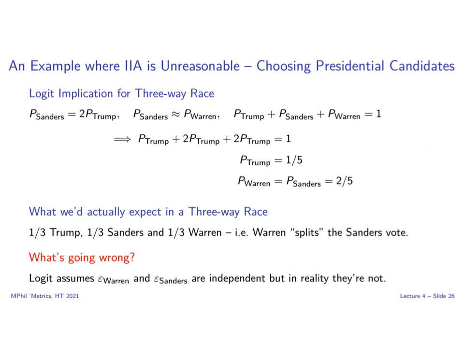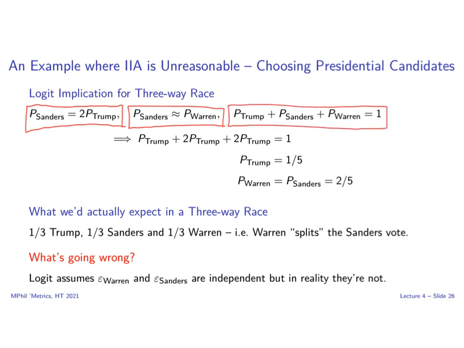Because the choice probabilities must sum to 1 across the full choice set, we have the following conditions on the choice probabilities in our three-way race under the IIA assumption. First, P Sanders equals 2 times P Trump. Second, P Sanders is approximately equal to P Warren. And third, P Trump plus P Sanders plus P Warren equals 1.